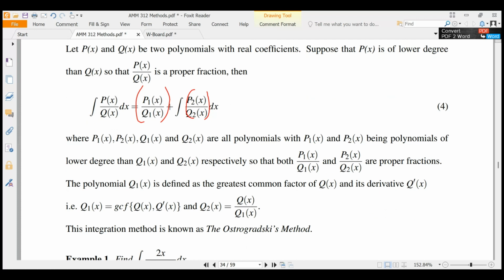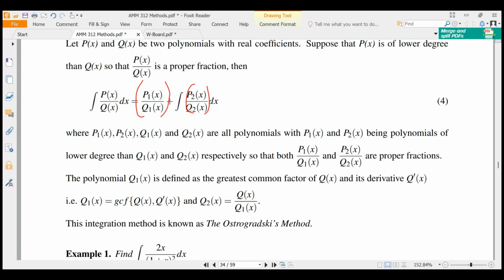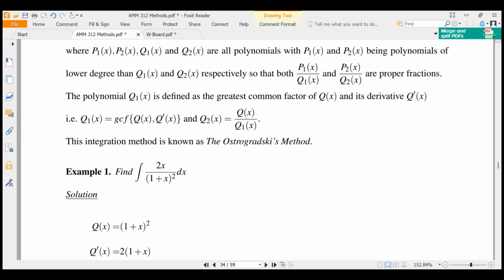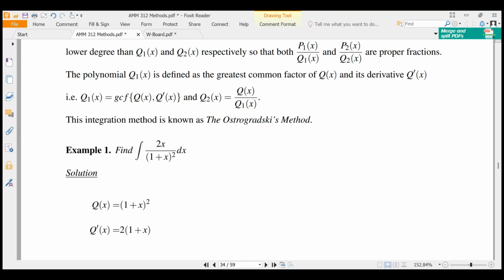Now, q1 is defined as the greatest common factor between q of x and q prime of x, while q2 is defined as q divided by q1. So this integration method is what we call Ostrogradski's method. We can look at an example where we can apply the method. We have an integral, the integral of 2x divided by 1 plus x squared.